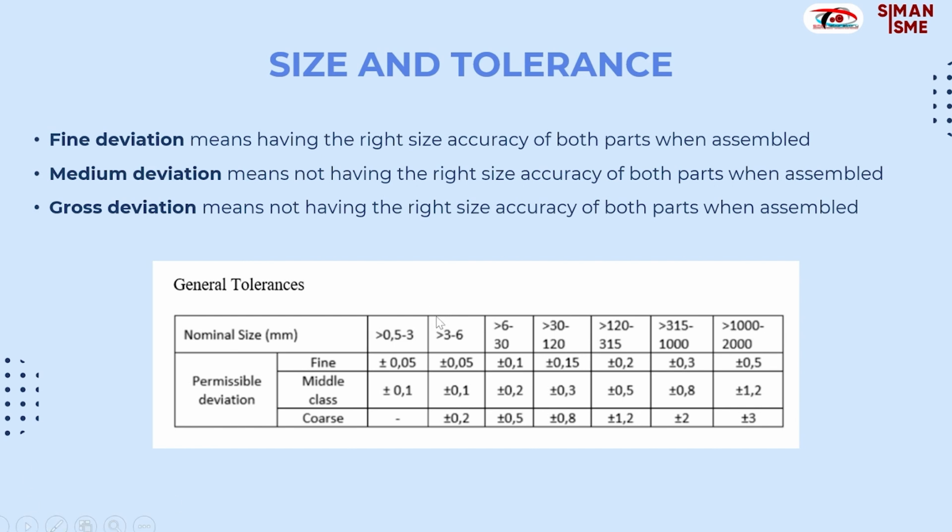For example, here, if the size of the material is more than 0.5 until 3, the precise tolerance is plus or minus 0.05.